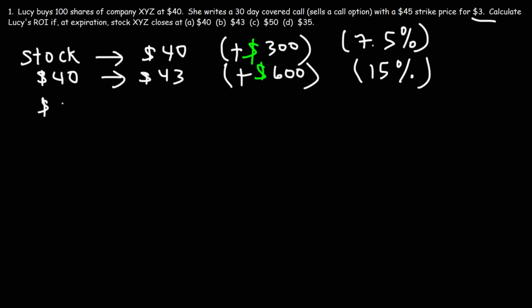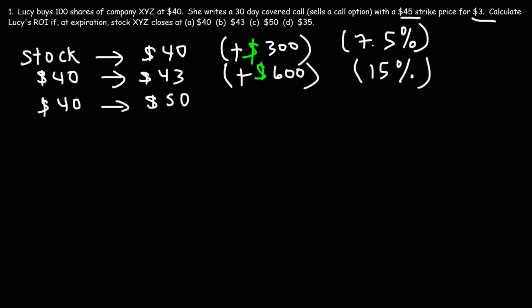So this time, the stock makes a significant move. It goes from 40 to $50. Because the stock at expiration closes above the strike price, Lucy has to sell her shares at the strike price of 45. She can't sell it at 50. The person who bought the call option is going to profit from the increase going from 45 to 50. So that gain, they keep it.